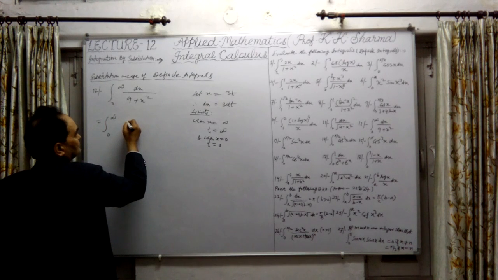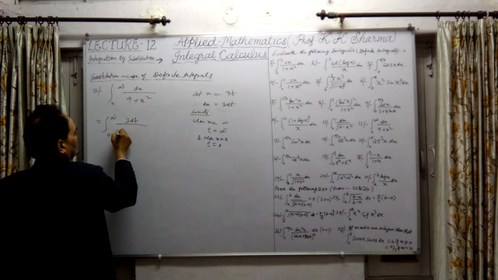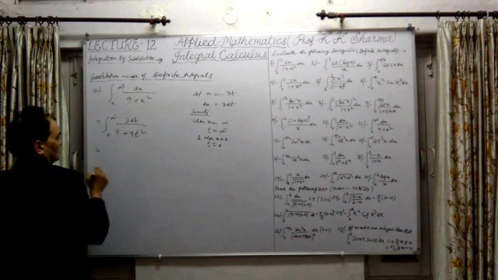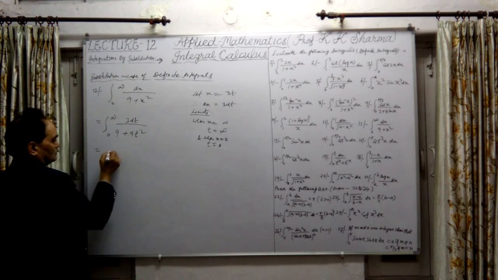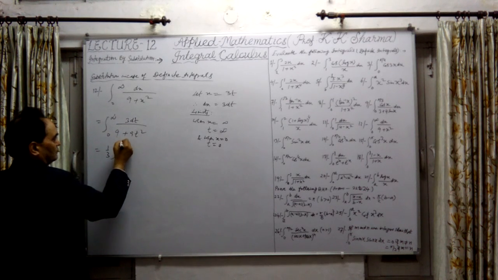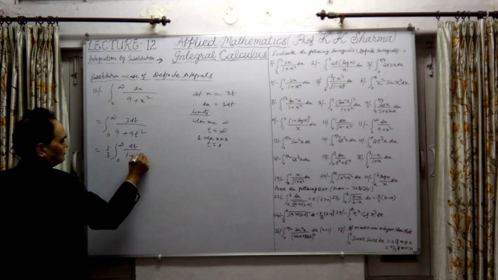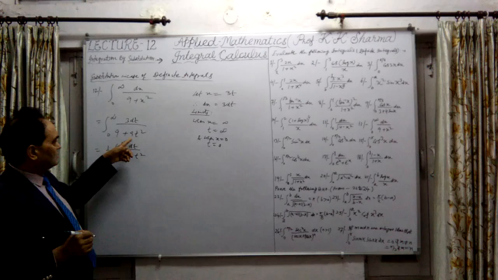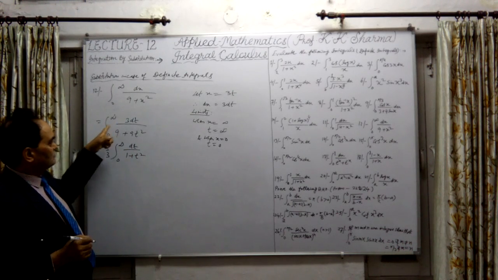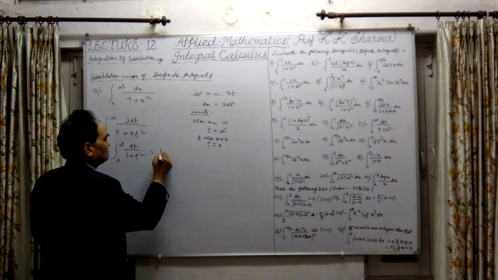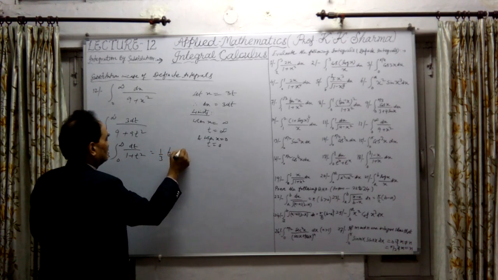And this is dx equal to 3 dt, so 3 into dt upon 9 plus 9t square. Let me take 9 common from this one. It will be 3 upon 9, which means 1 by 3, integral 0 to infinity, dt upon 1 plus t square. We have taken 9 common from this, and 3 upon 9 comes out, that means 1 by 3. The same thing, this is 1 by 3 tan inverse t.